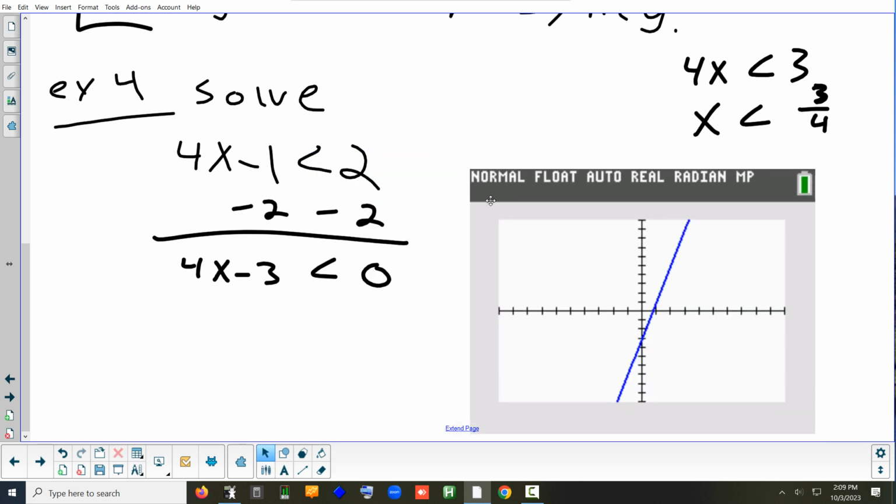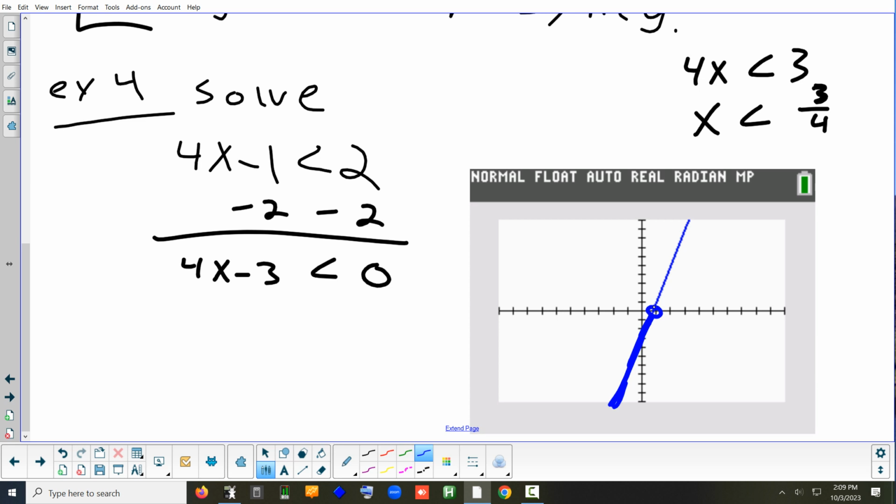We are looking for the part of the graph that is less than 0. Less than 0 means it is below the x-axis. So we're going to be looking for this part of the line right here. That's the part of the line that's less than 0. Now, can it equal 0 in this problem? No, it has to be less than 0. It's almost like we have an open circle right there. It's everything from here down.